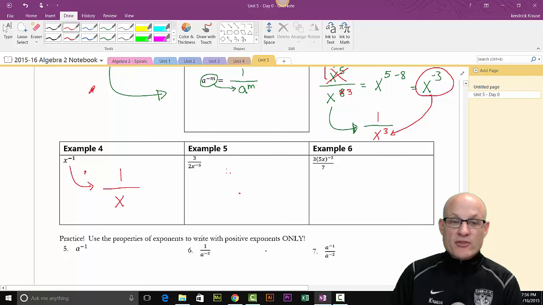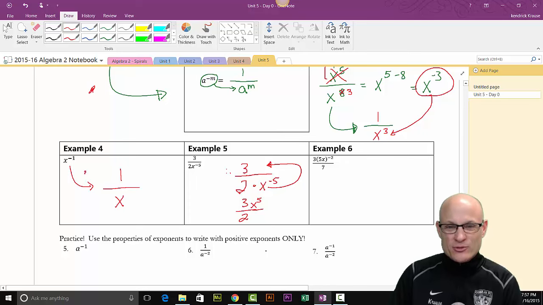Well, what I'm about to say is it's really 3 over 2 times x to the negative 5. Now, wait a second. It's supposed to be positive down there. If it's negative in the denominator, then it moves up. And it becomes positive up there. So 3 over 2. And then the x to the 5 comes to the top and becomes x to the positive 5. Now, why is that true?